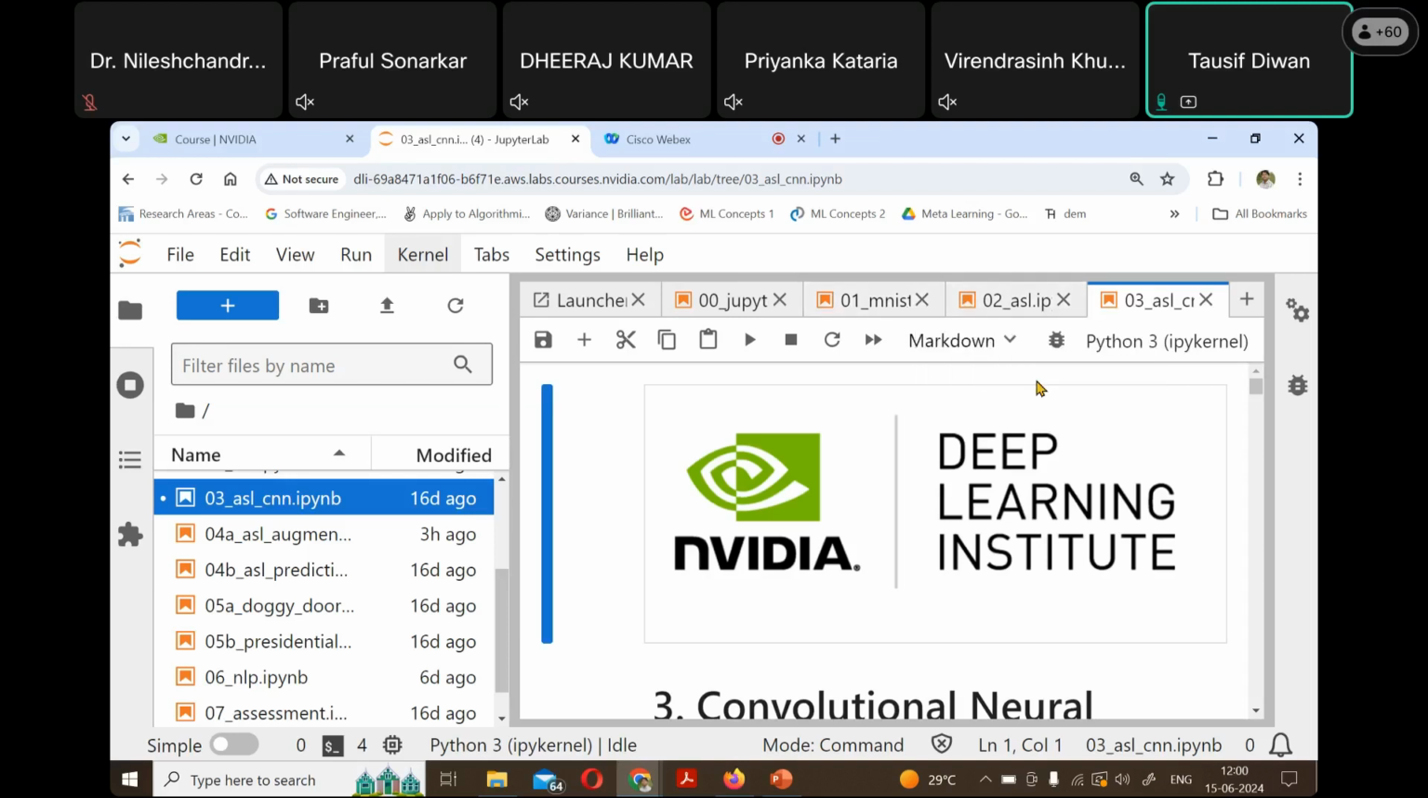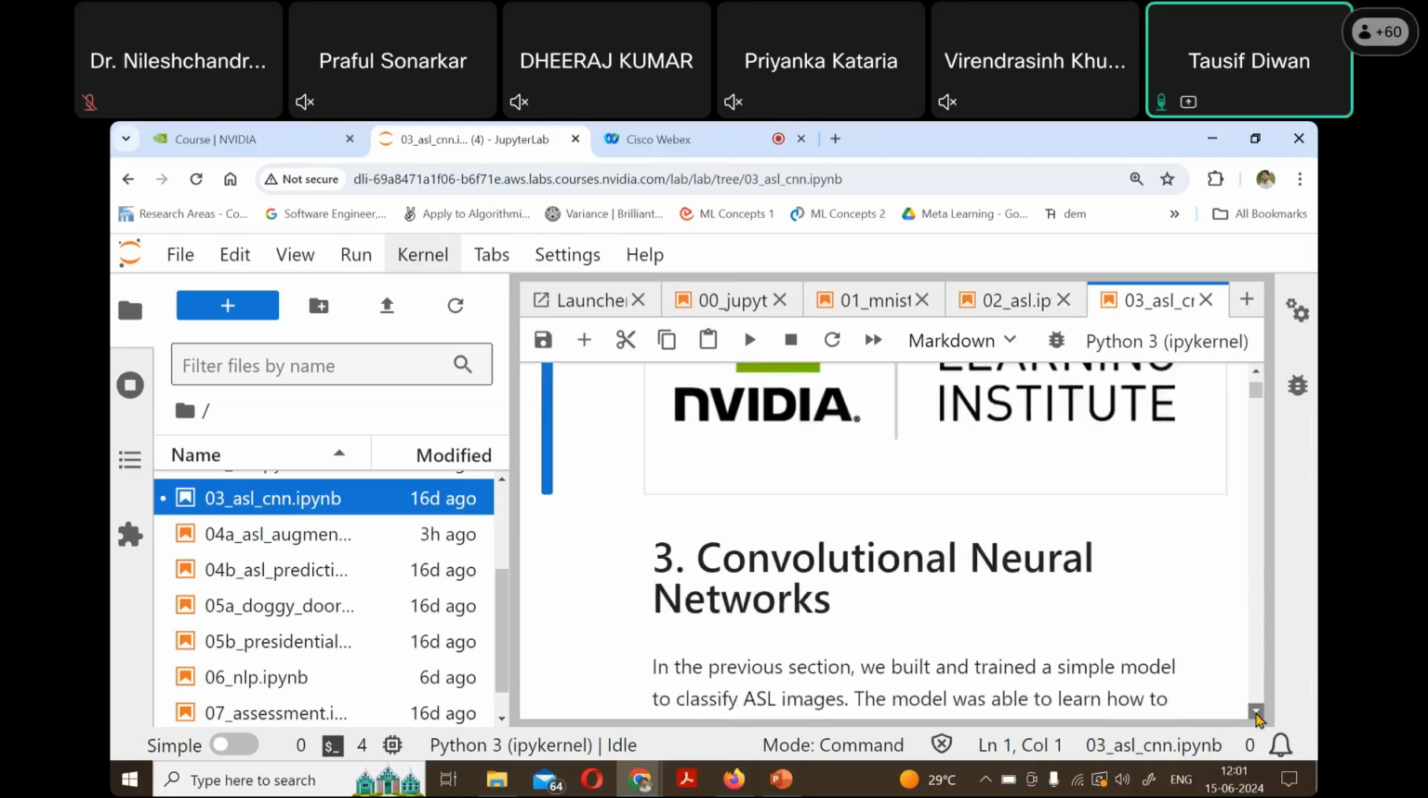If you compare the second and third, the dataset is the same, American Sign Language, but the networks are different. In the second we are using a deep neural network, in the third we are using a convolutional neural network. Now we will start the third notebook.